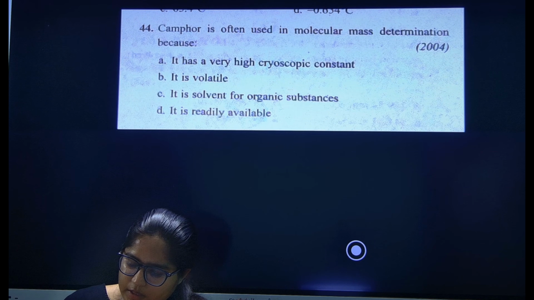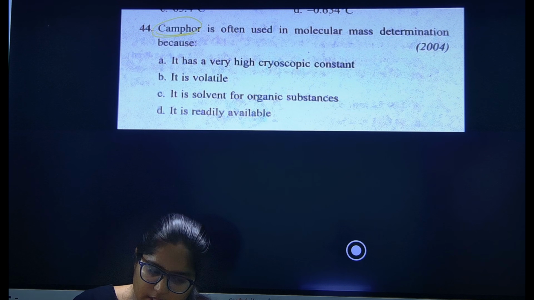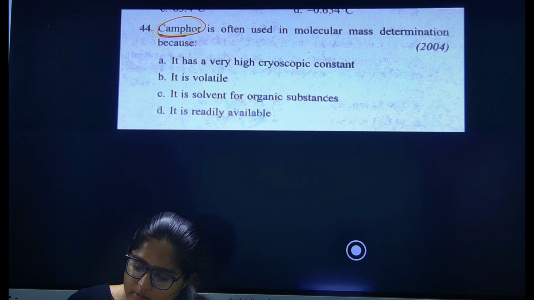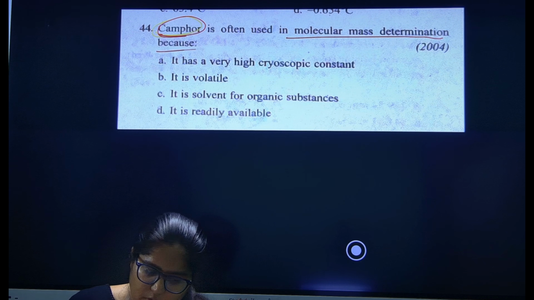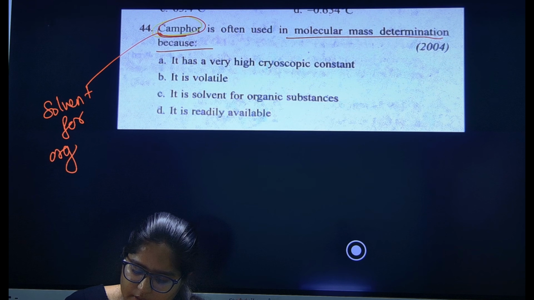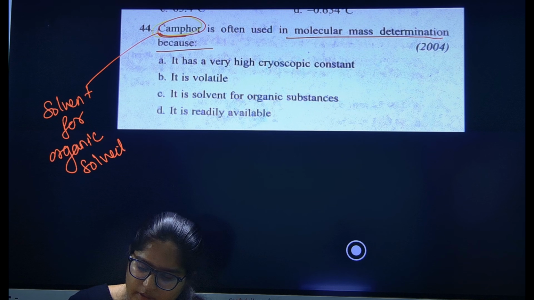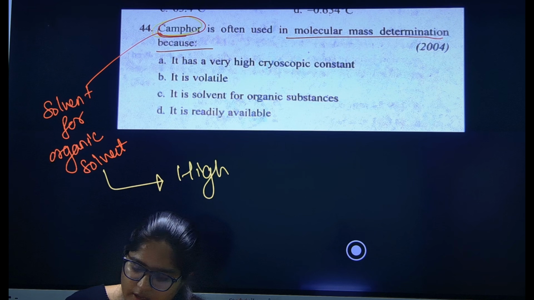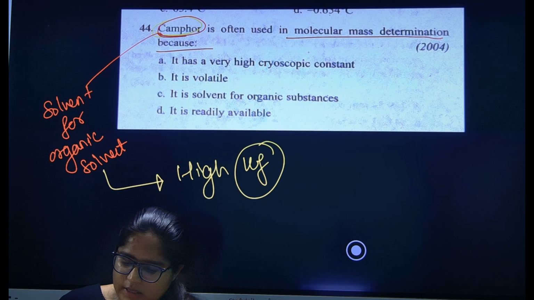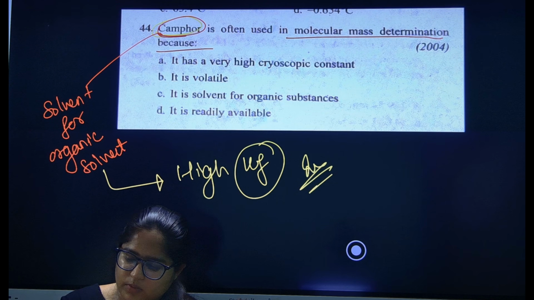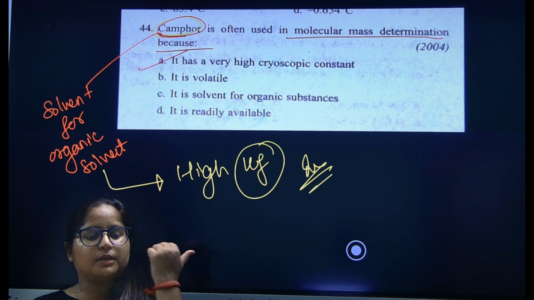Question 44. Camphor is often used in molecular mass determination because, remember, camphor is a solvent for organic substances, and as it has a very high cryoscopic constant, that is why it is used in molecular mass determination. Remember, it is a memory-based question. So option A will be the right answer.